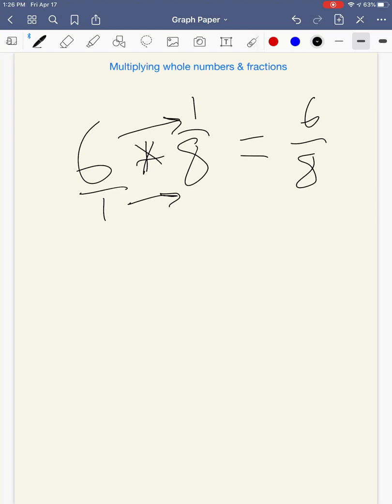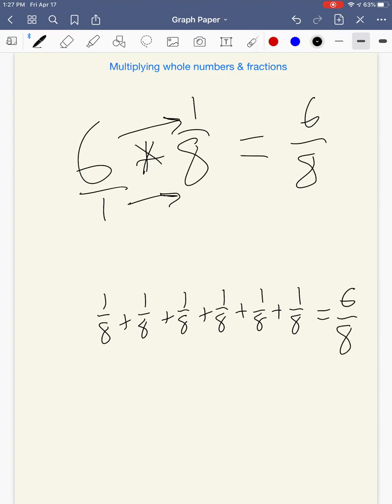And if I really want to check, I can think of it again as groups. So 1/8, 1/8, 1/8, that's 3, 4, 5, 6. So there you go. Hopefully that helps you make sense of multiplying whole numbers and fractions.